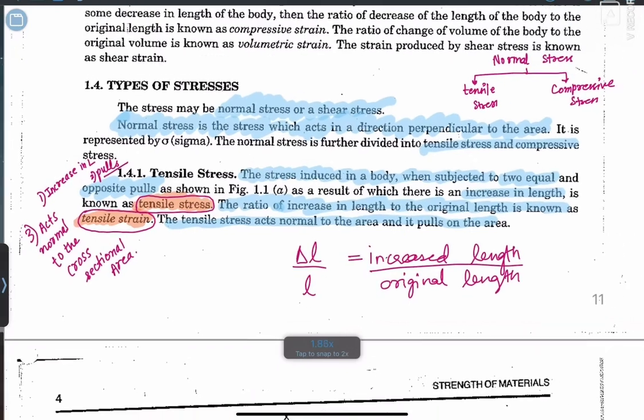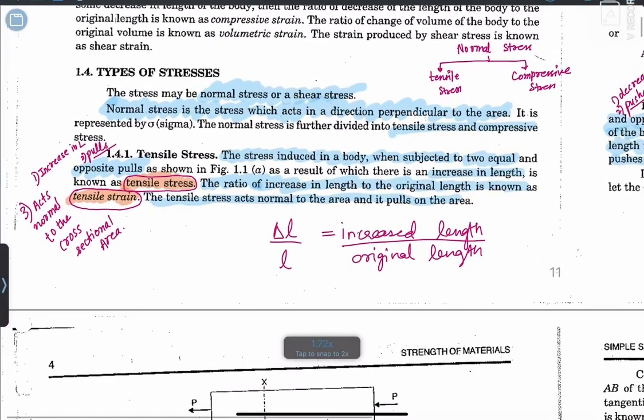Okay, so types of stress. The stress may be normal or a shear stress. Normal stress is the stress which acts in the direction perpendicular to the area. It is represented by sigma. The normal stress is further divided into tensile and compressive.